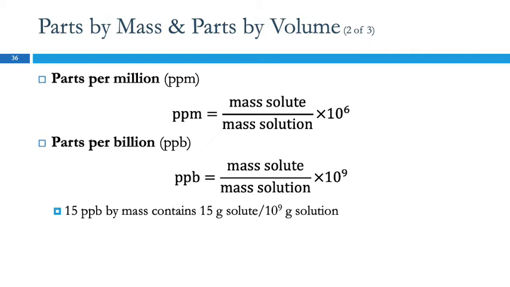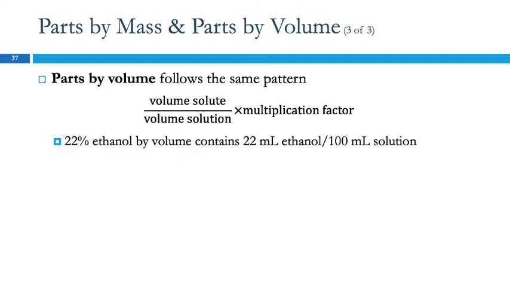If we're talking about parts per billion, 15 parts per billion by mass means 15 grams of solute per billion grams of solution. And this unit of mass here, you can use any unit of mass that you want as long as you use the same unit for the top and the bottom. Parts by volume, so 22% ethanol by volume, 22 milliliters of ethanol per 100 milliliters of solution. Or you could say 22 liters per 100 liters.